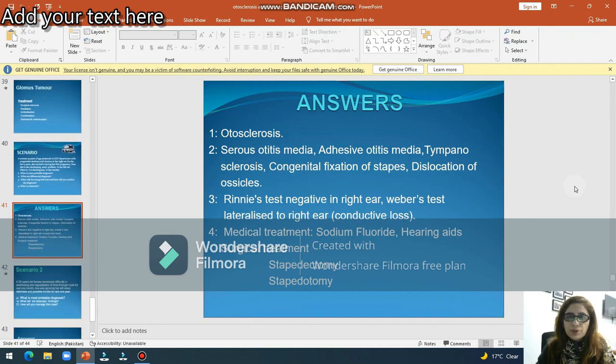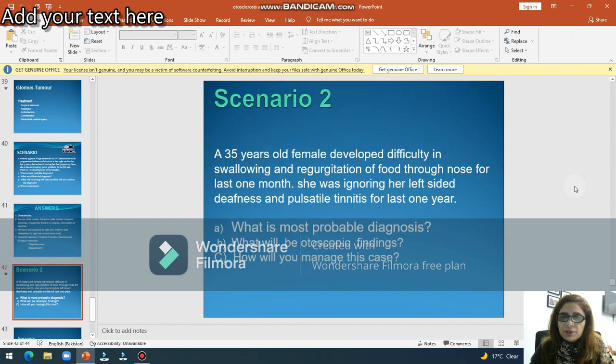So otosclerosis, serous otitis media, adhesive otitis media, tympanosclerosis, congenital fixation of stapes, and dislocation of ossicles are the differential diagnoses. Rinne's test will be negative and the Weber will lateralize to the affected ear. Medical treatment is sodium fluoride and hearing aids. Surgical treatment is stapedotomy with insertion of a Teflon piston.